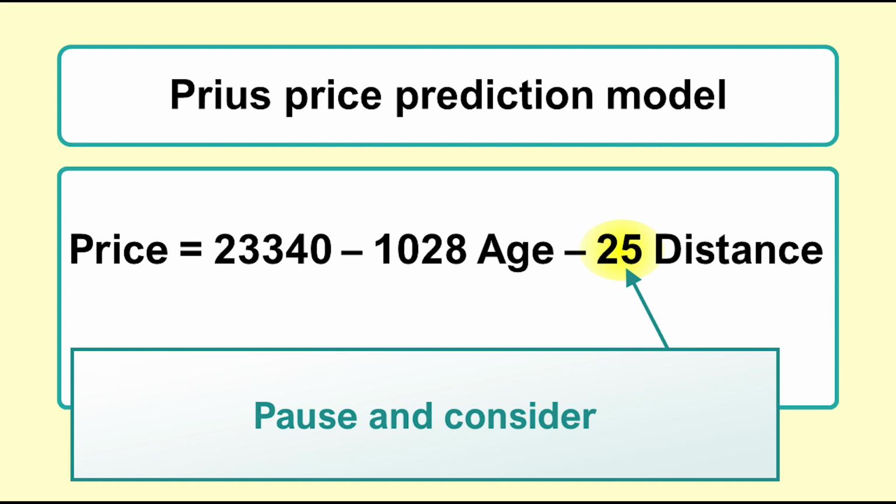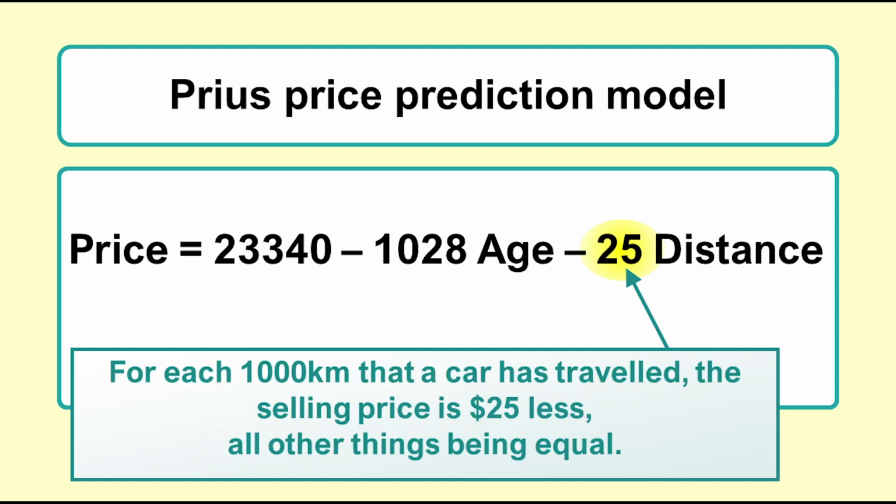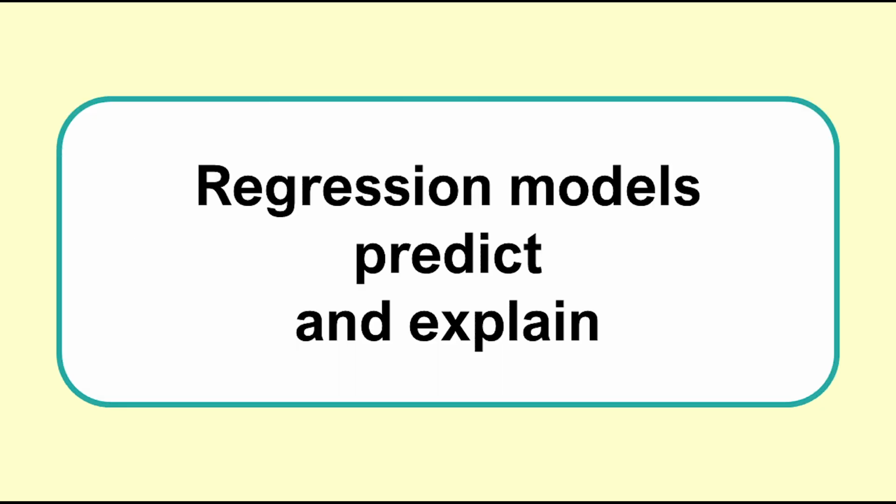What do you think is the interpretation of the coefficient of distance? Pause the video and think about it. The coefficient, -25, means that for every extra unit of distance, in this case 1,000 kilometres, that the car has travelled, the price is decreased by $25. Again, this is all other things being equal. This has shown how a regression model can be used to predict and explain.